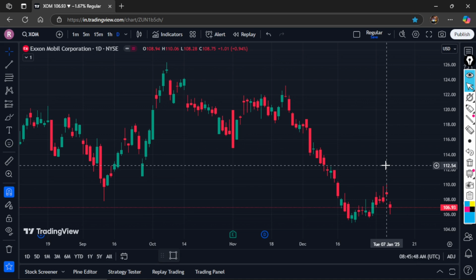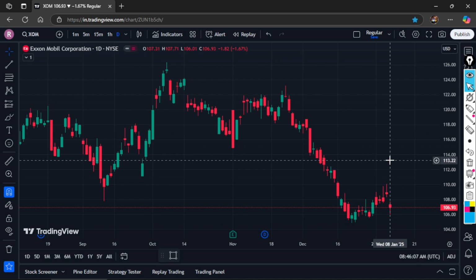If the scenario we are planning doesn't come, then we are not going to do any trade. But if we are planning a scenario and that scenario comes, then we are just going to take the trade. I hope you get a rough idea of what I am talking about.